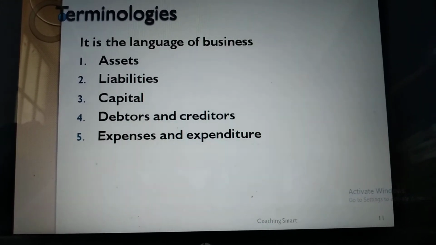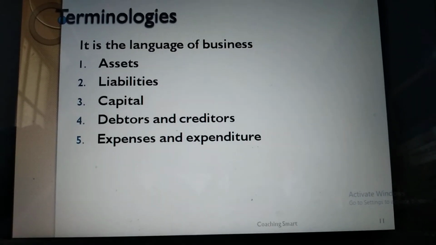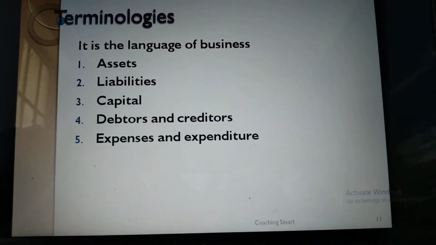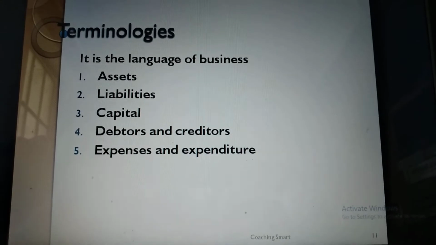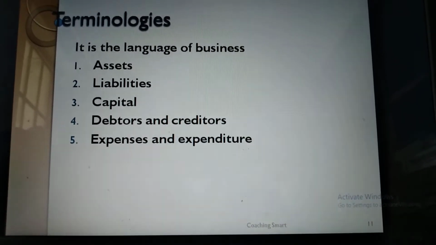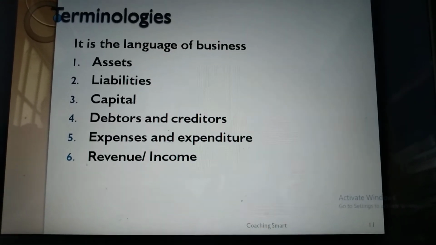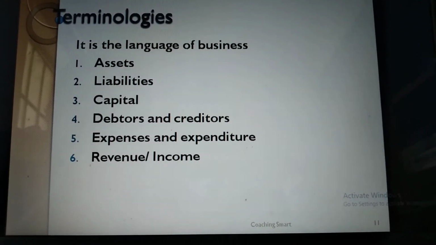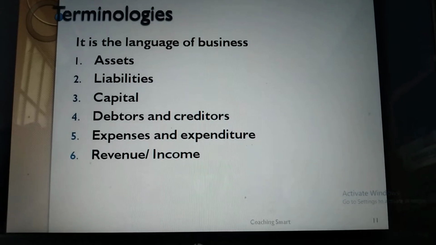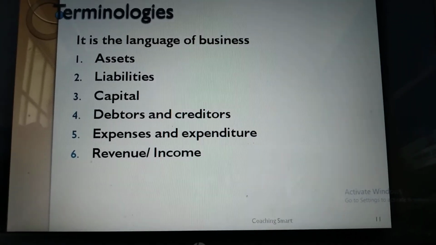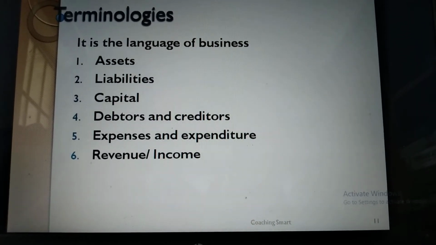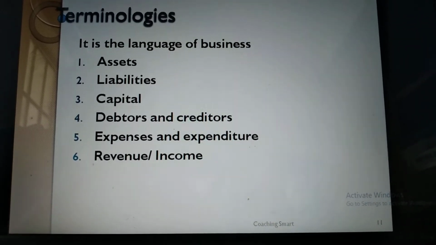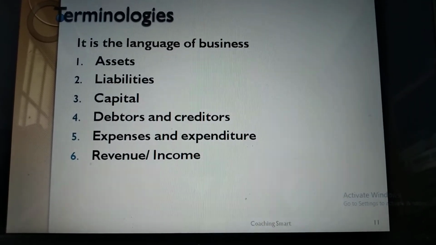5. Expenses. Expenses are an expired cost, whereas expenditure is a cost that is already incurred. 6. Revenue. Revenue is income which is generated after making particular expenditures. You spend so that you earn. The more you spend, the more you earn.